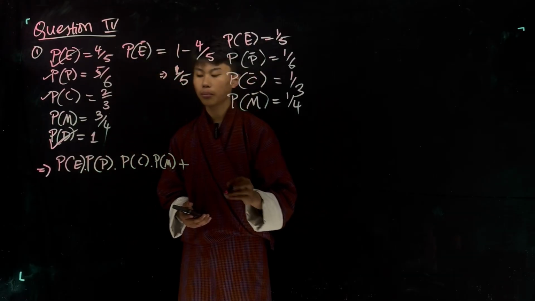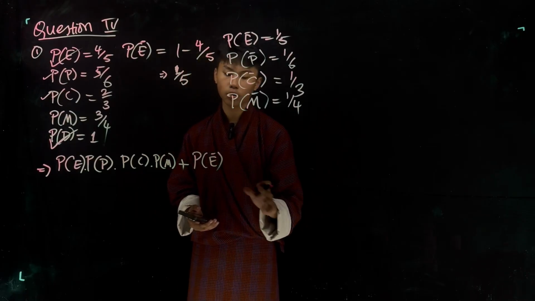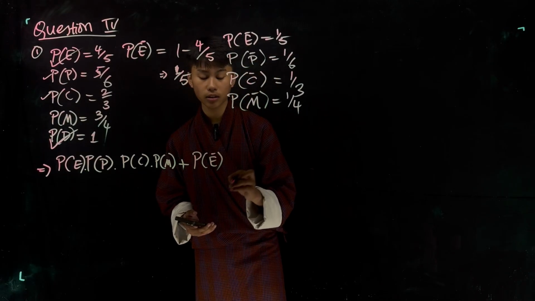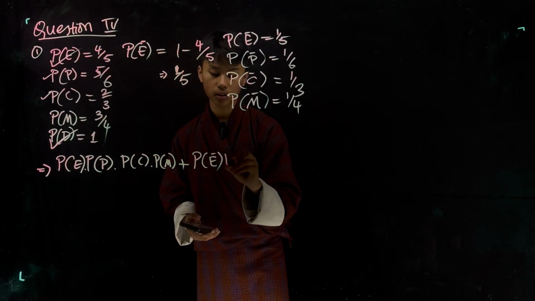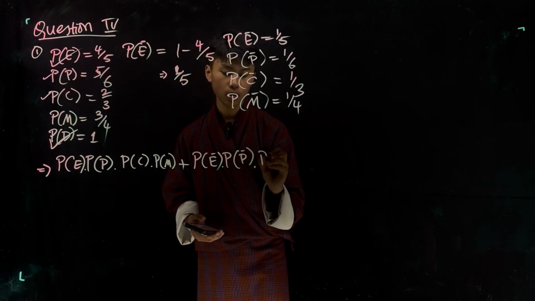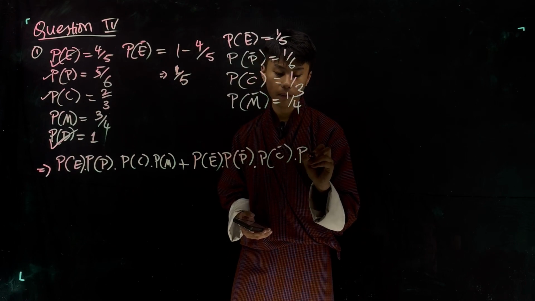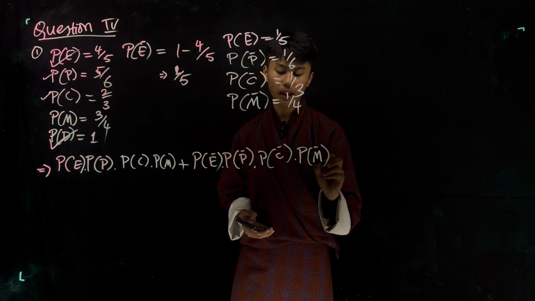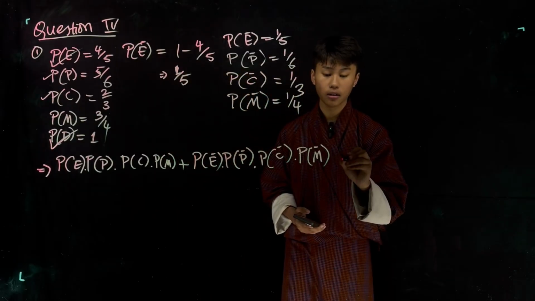Another way he can get the pass certificate is by, well, he has to pass in English because it's a necessary subject, but he could fail in physics and pass in the other subjects. He could fail in physics and then pass in the remaining subjects and still receive a pass certificate. So that is another scenario where he receives a pass certificate.